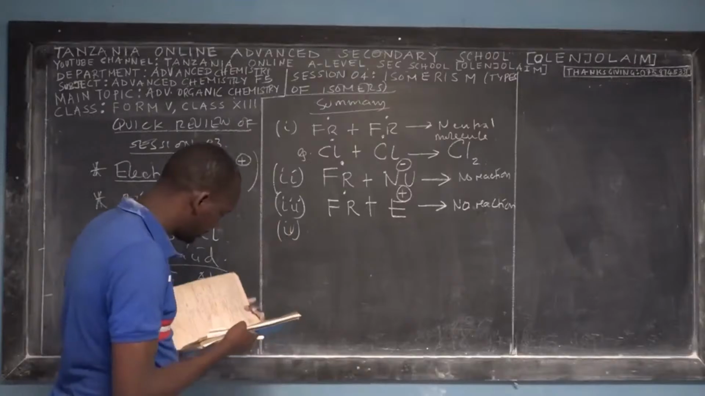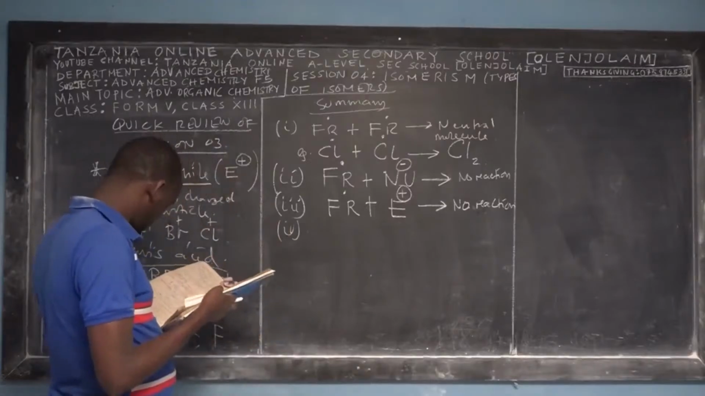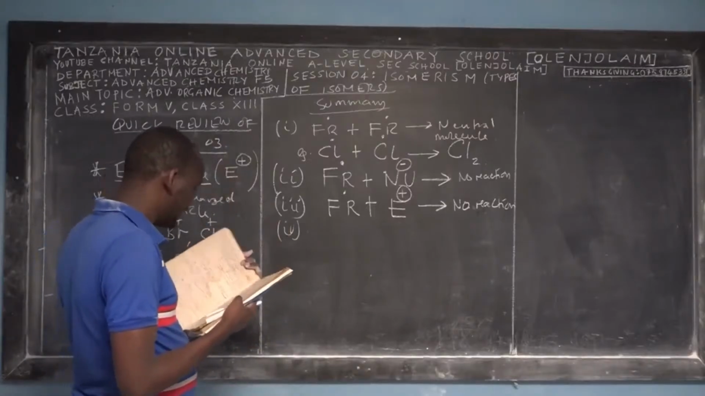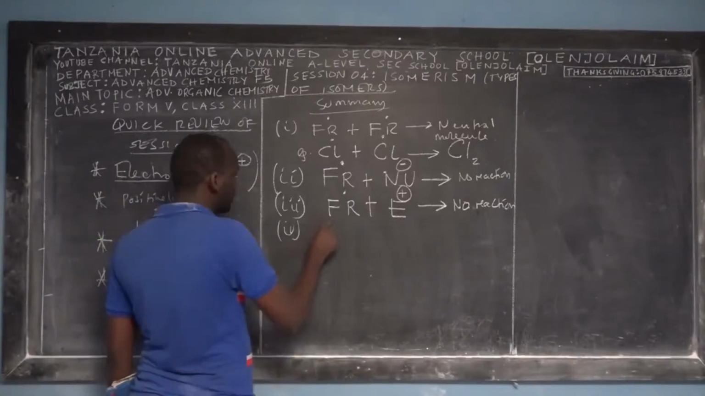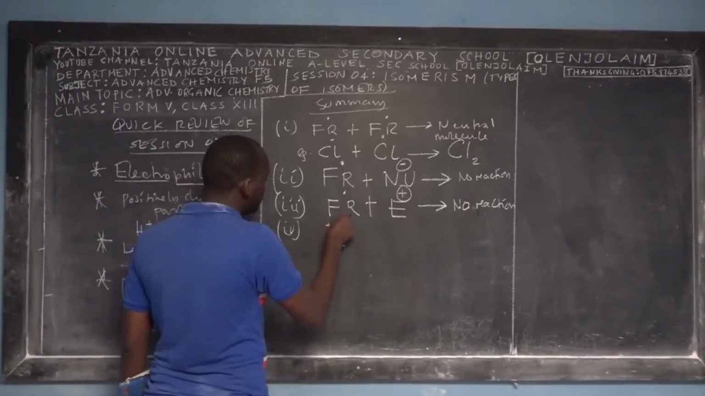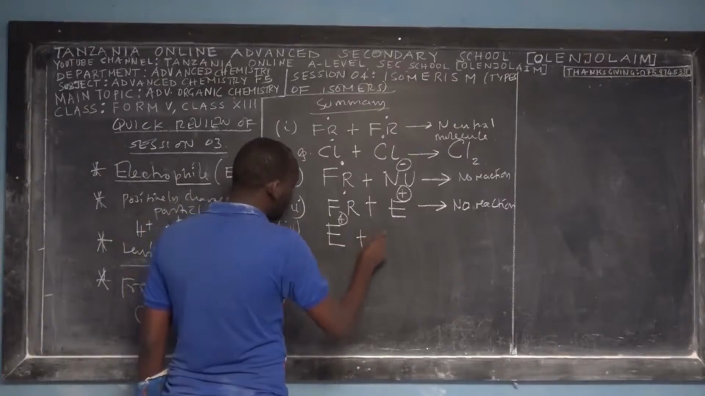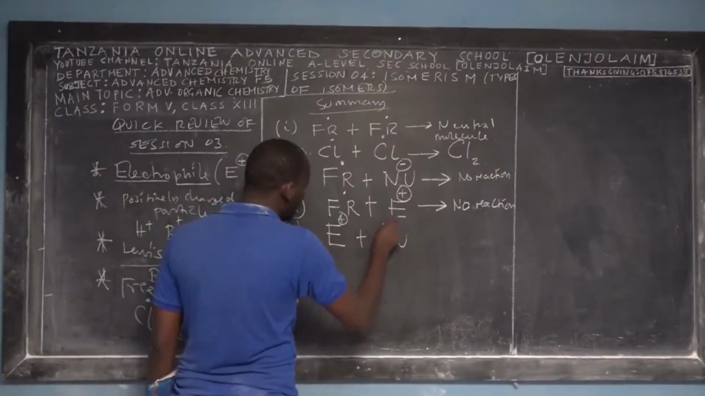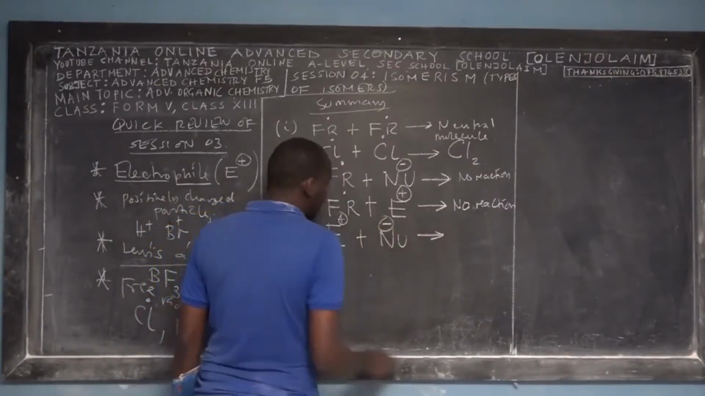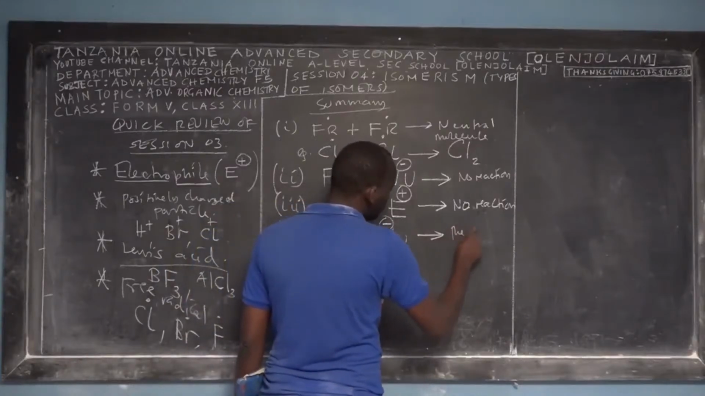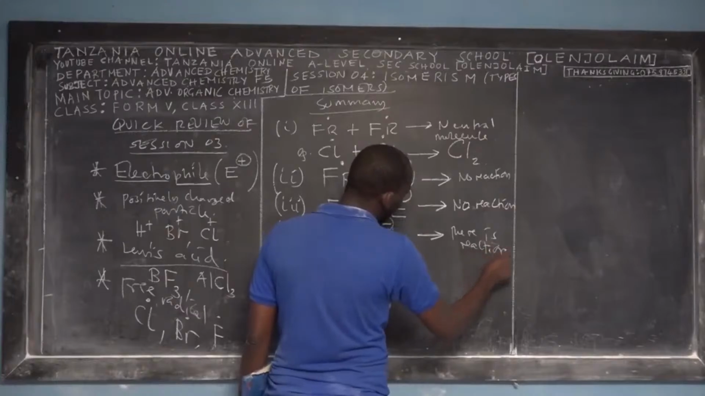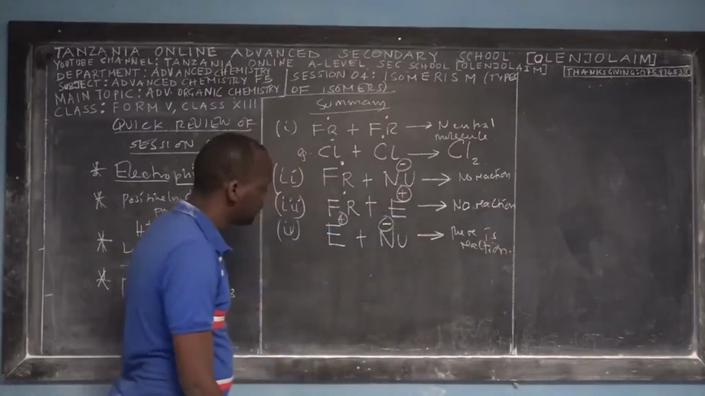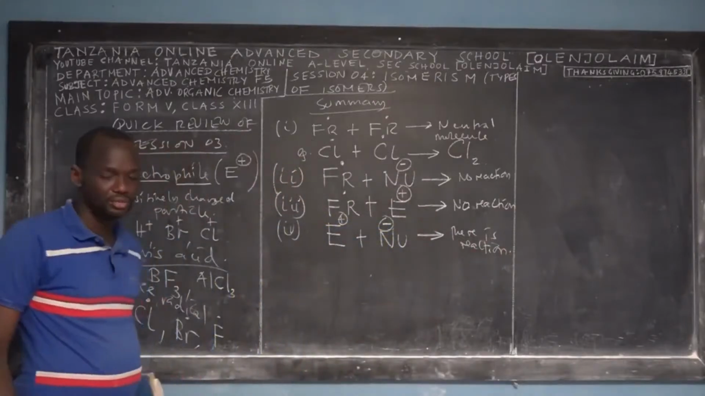Then number 4, we say that if we take a nucleophile and react with an electrophile, or if you take an electrophile, which is positively charged, and react with a nucleophile, which is negatively charged, then there is a reaction. So one day you'll find this in an exam question and you'll remember what I've been telling you.